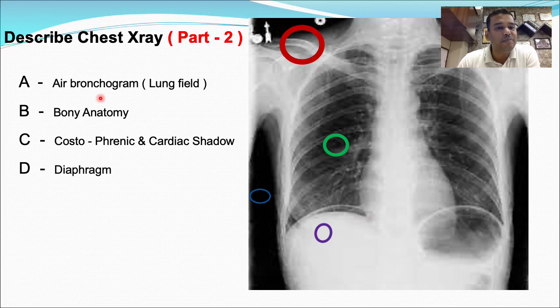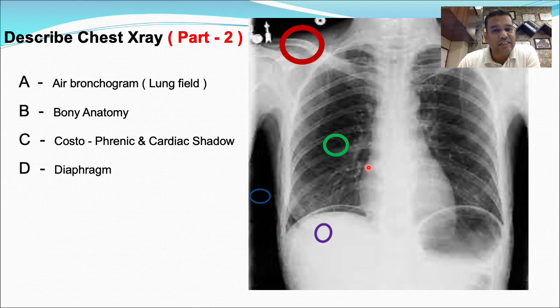So you remember A, B, C, D. A is the air bronchogram: how is the lung field of this X-ray? B is the bony anatomy: how are the ribs? Is there any fracture in the rib or clavicle? You trace all the ribs. Third is the costophrenic angle. Is there any blunting? You should see a sharp costophrenic angle. Blunting suggests a collection of fluid in the costophrenic angle.